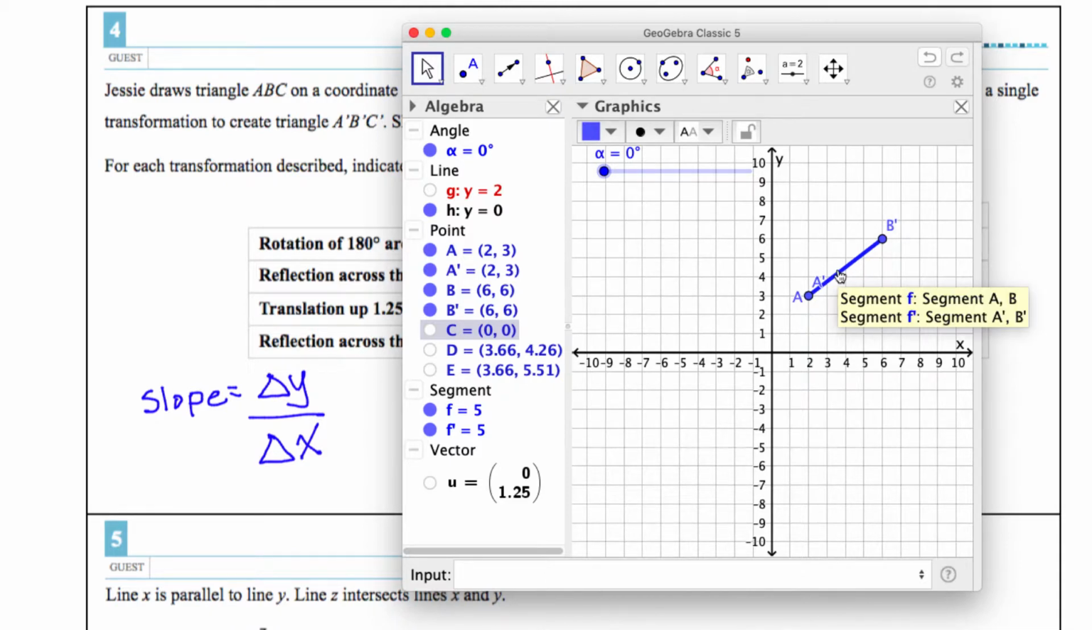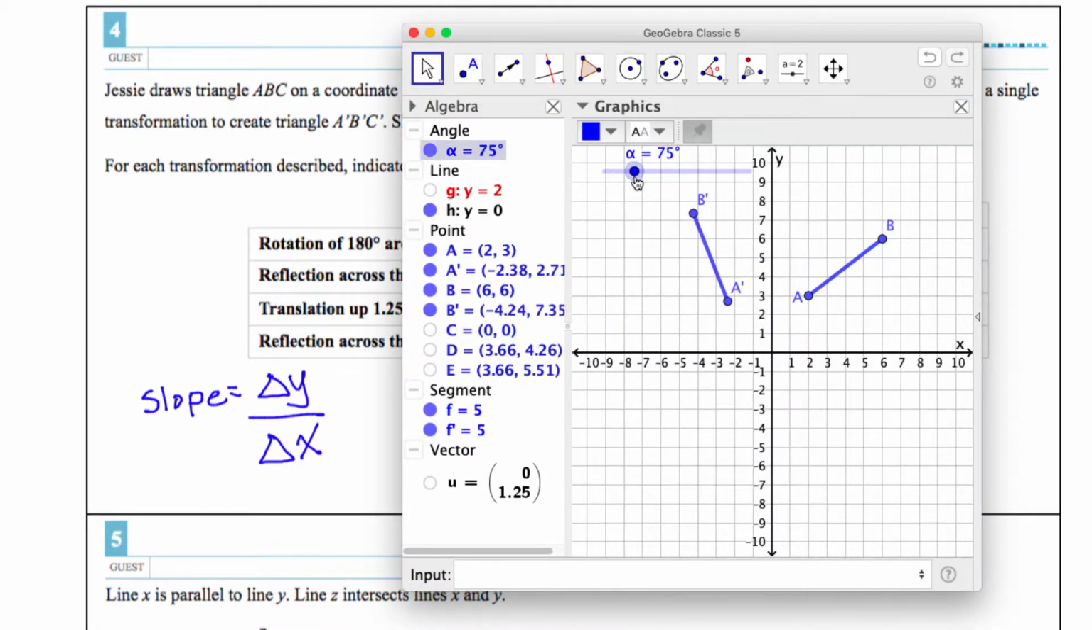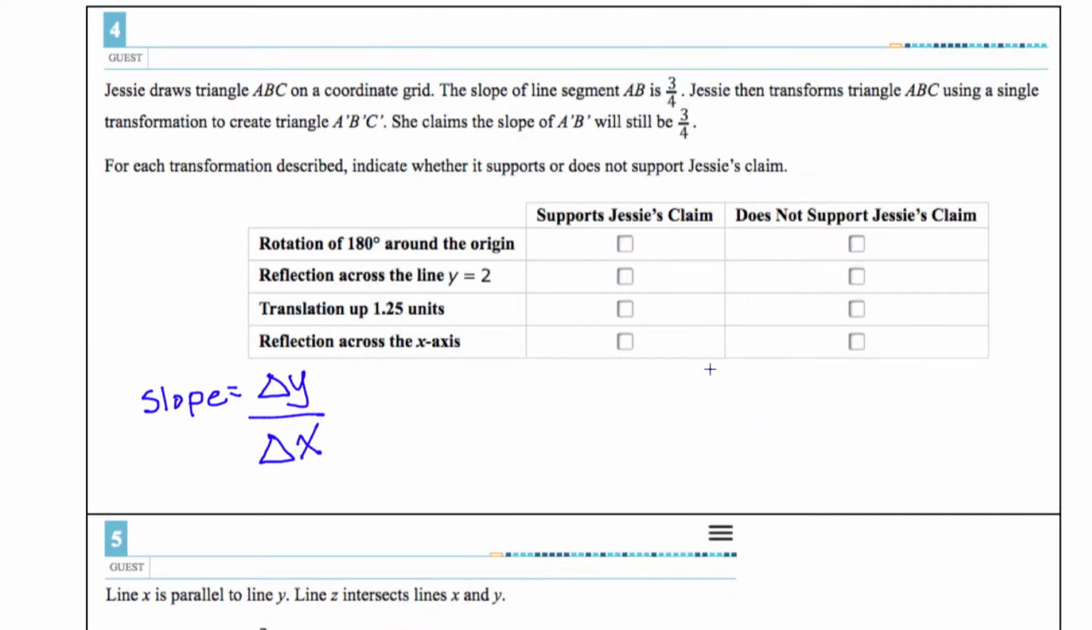So from here, let's go ahead and apply the transformations. So 180 degrees around the origin. Let's twist this guy around, and yeah, it looks like it's the same slope, just eyeballing it, and 1, 2, 3, 4 in the x, 1, 2, 3 in the y. Yeah, that's good. Good job, Jessie. I didn't even guess that one.